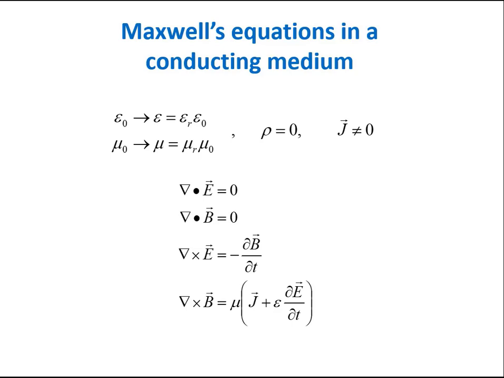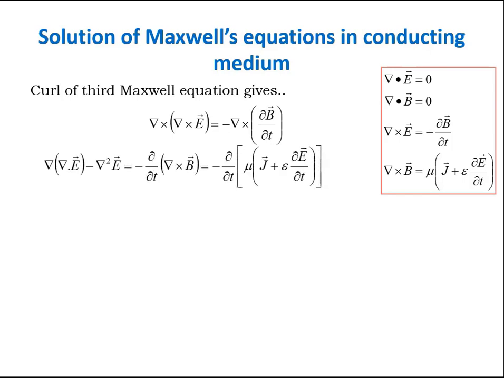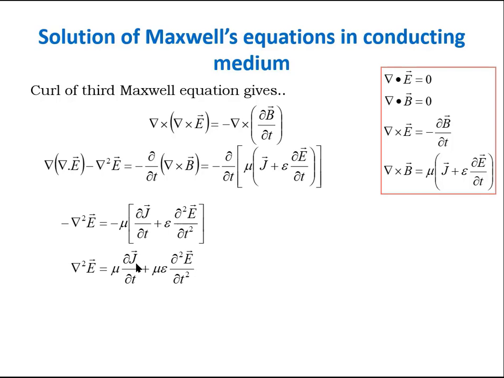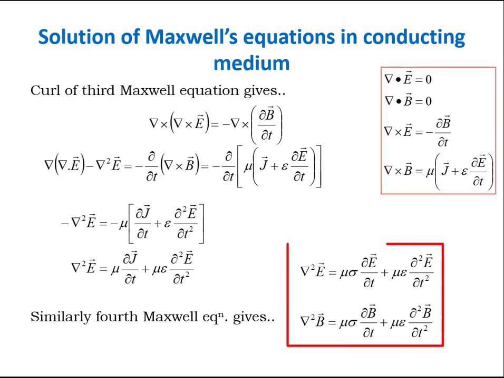Now, to solve Maxwell equations in conducting medium, we follow the same method as we followed in case of free space, and that is, take the curl of curl equations. The third curl equation gives this and this. Here J can be replaced by sigma E for a conductor. So the final equation for electric field is this. Similarly, for magnetic field, the fourth Maxwell equation gives this equation. These are two equations for E and B containing double derivatives with respect to time and space.